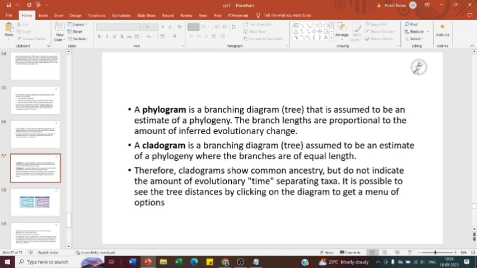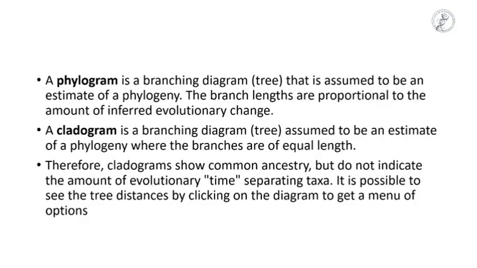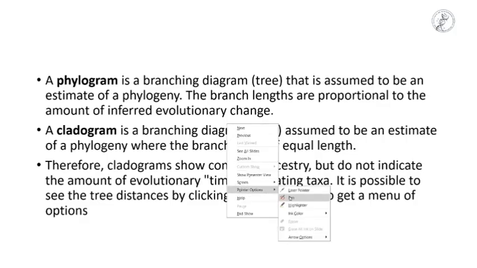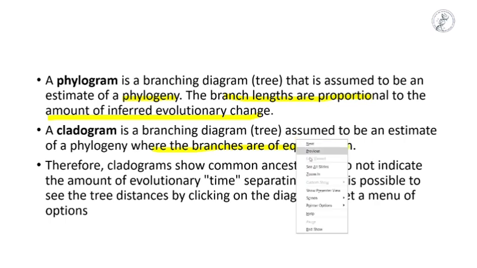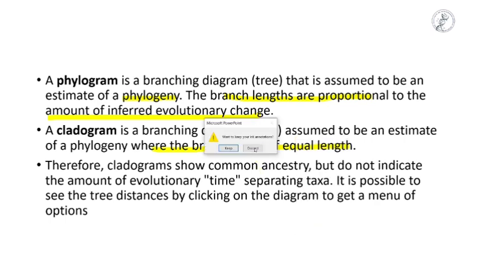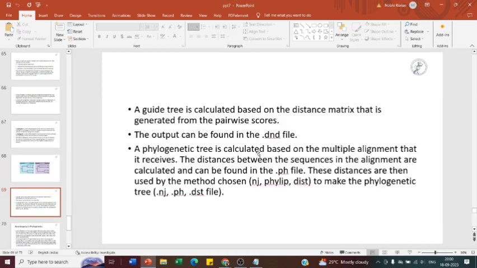That is the difference. A phylogram is a branching diagram or tree assumed to be an estimate of phylogeny. The branch lengths are proportional to the amount of inferred evolutionary change. So depending on how much evolutionary change there is, the branch length will change. But in a cladogram, the branch length remains the same, while in a phylogram the branch length is different depending on the evolutionary relatedness.